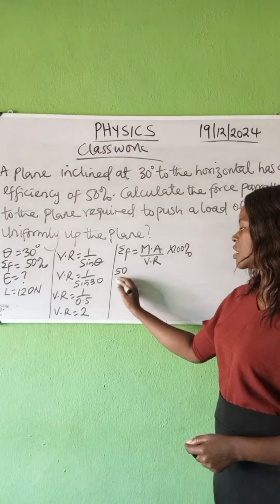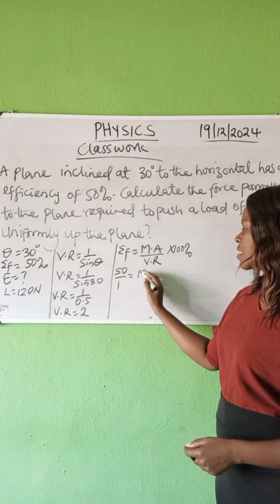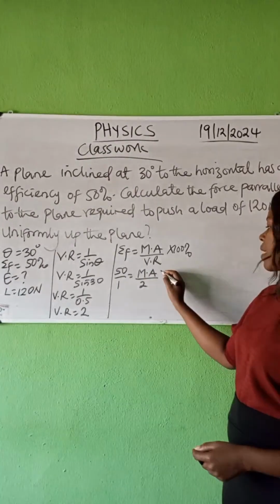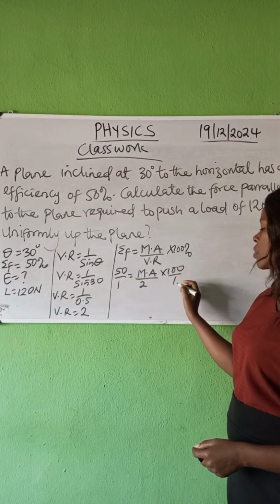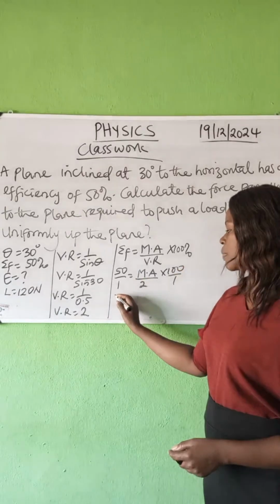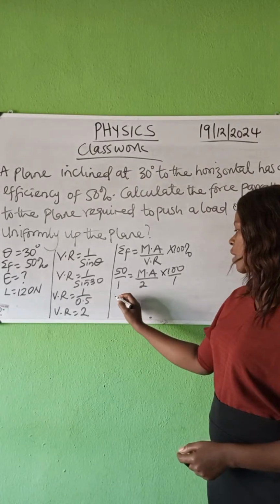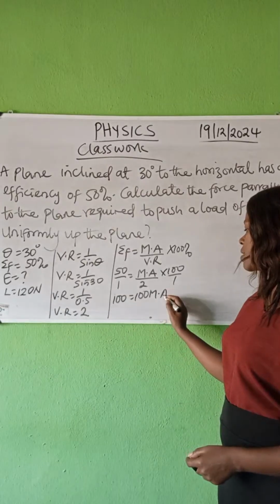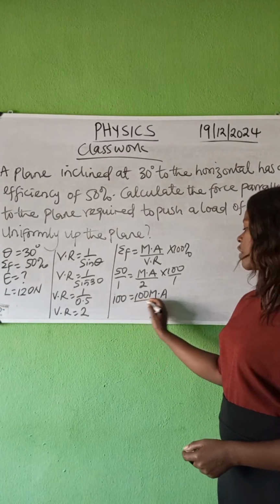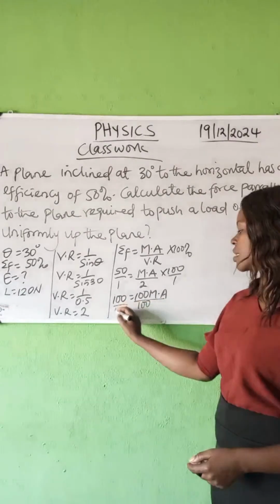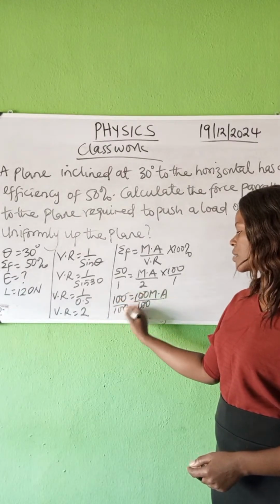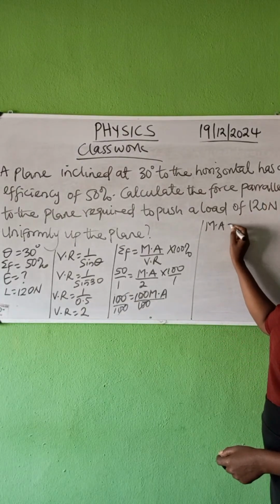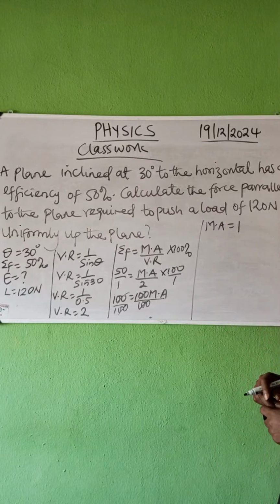Efficiency is 50 over 1. The first thing is to get our MA divided by 2, which is the velocity ratio, multiplied by 100 over 1, right? Then if I cross multiply, I'm going to have that 100 is equal to 100 MA, right? Now what do I do next? I divide both sides by the coefficient of MA, which is 100. This cancels this, right? So it means that my mechanical advantage is equal to 1.